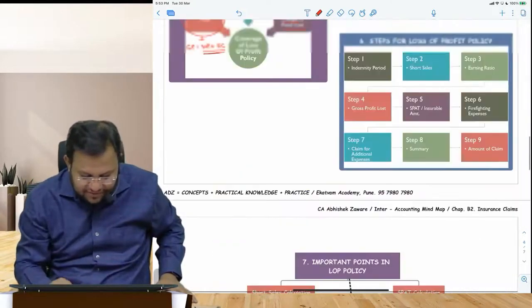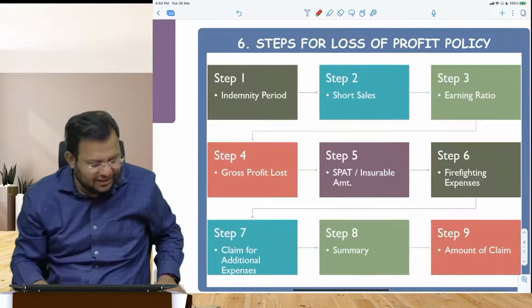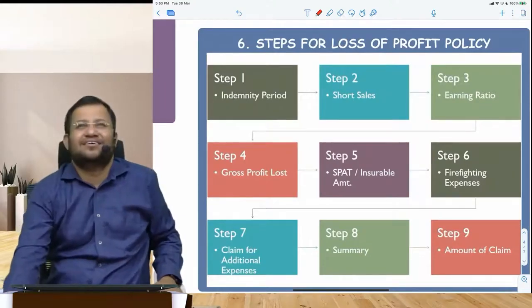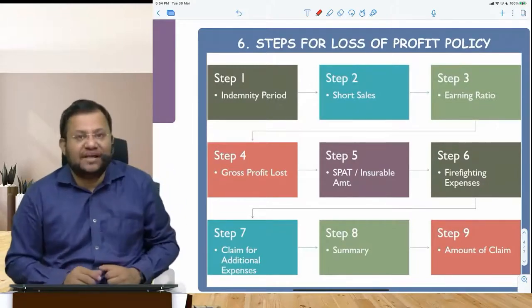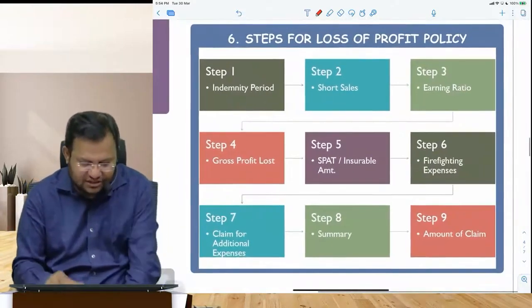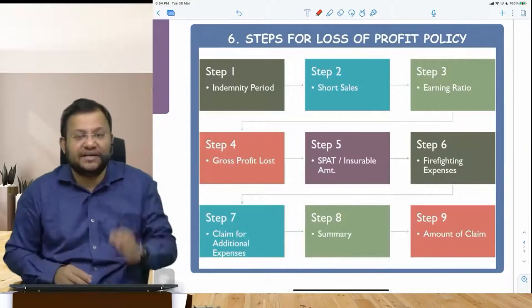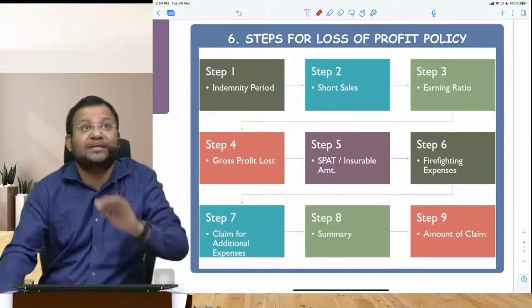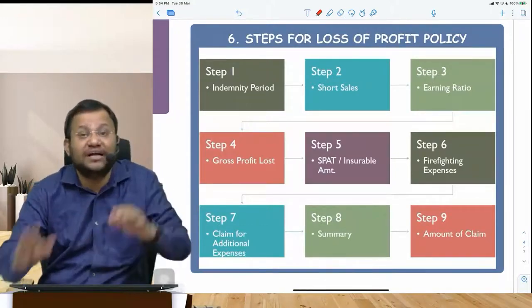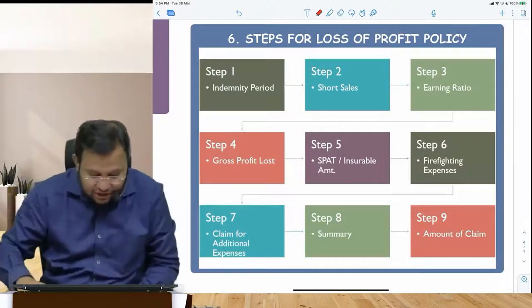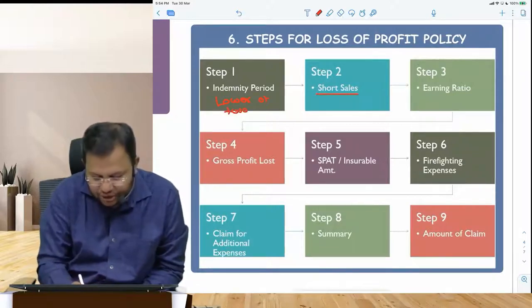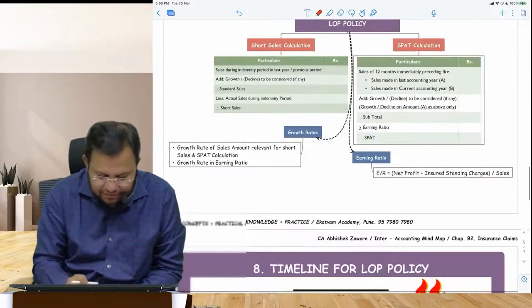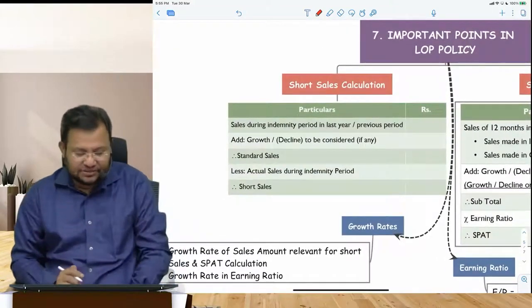Let me explain various. So let us understand the various steps for calculation of loss of profit. First, indemnity period. Indemnity period is going to be actual indemnity period or allowed indemnity period, whichever is lesser. So it should be lower of 2, actual or allowed. Then we should compute short sales. How do you compute short sales? Like this. Next page we have.